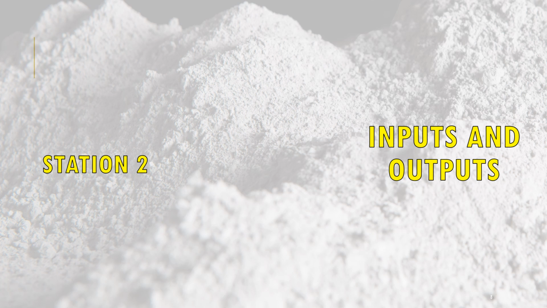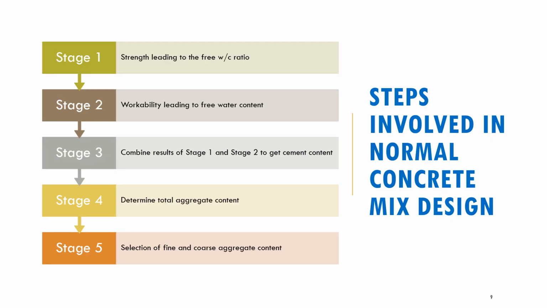Now, station 2 for this week, I'll talk about the inputs and outputs of the procedure. So the process of designing your mix can be split into these 5 stages that you see in front of you. So stage 1 is related to strength of the concrete mix, and as an output of stage 1, you will get your free water to cement ratio.